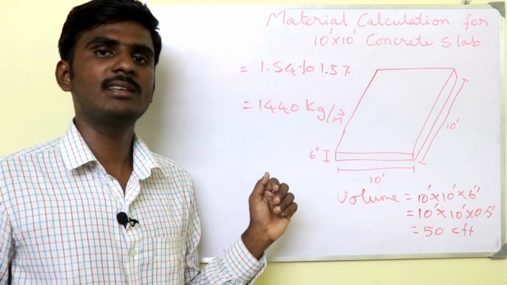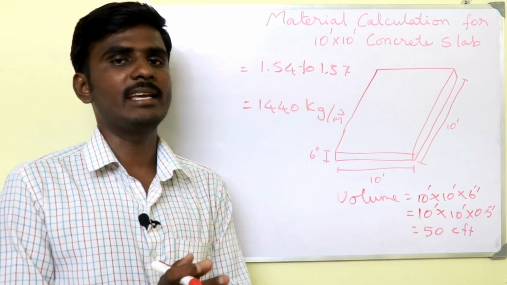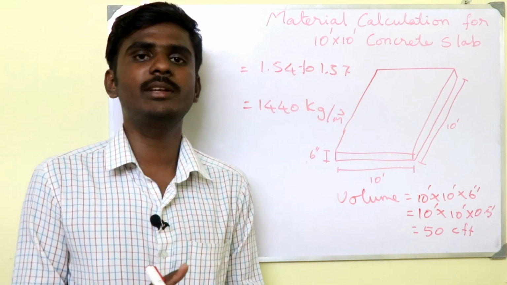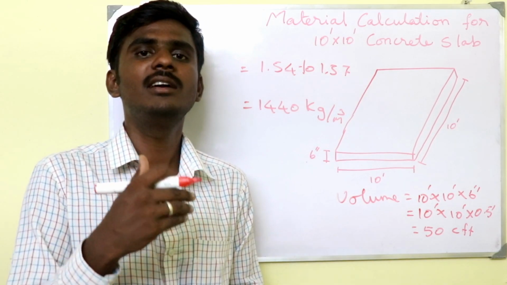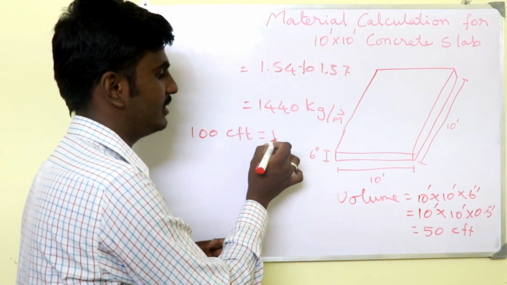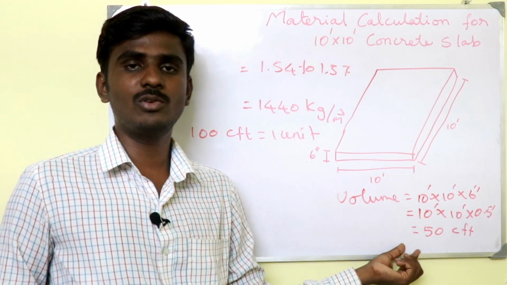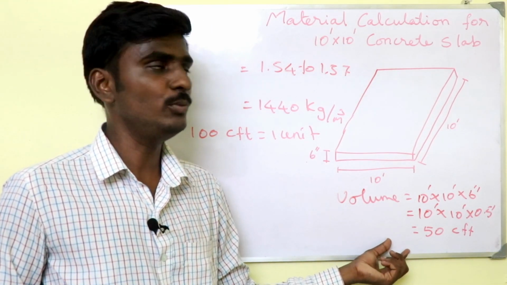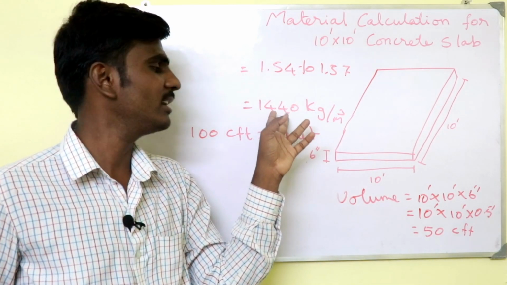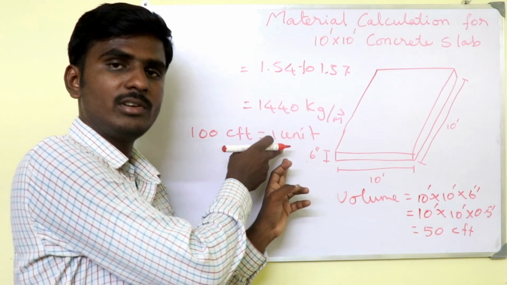Then one more thing is how many CFT is equal to 1 unit, because sand as well as coarse aggregate is available in the quarry in units. The unit of measurement is unit. So 100 CFT, cubic feet, is equal to 1 unit. So these 4 things we have to know before going into the calculation. One is volume, second is the wet volume factor, third is the unit weight of cement, fourth is the unit conversion, that is 100 cubic feet is equal to 1 unit.